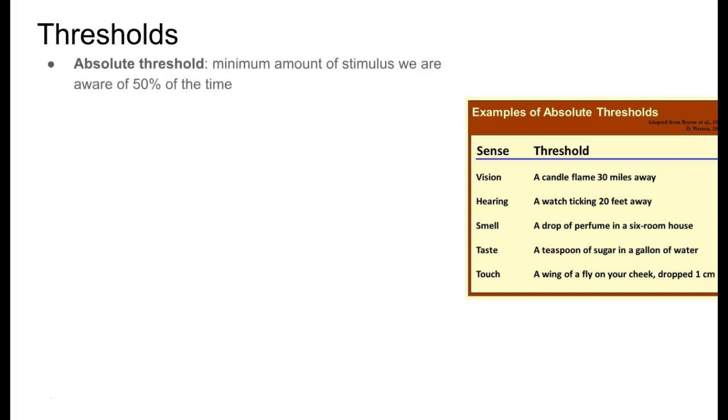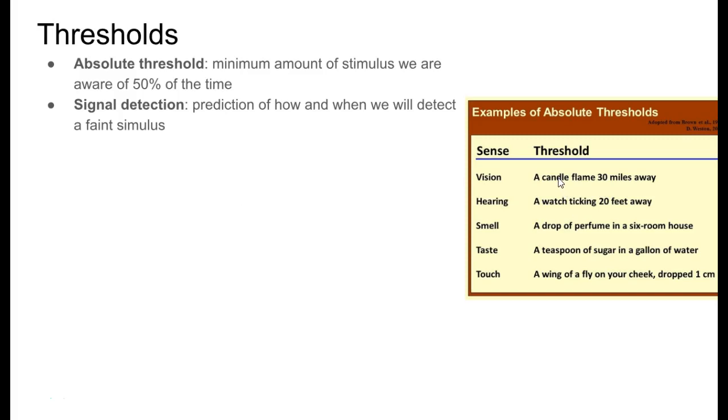Thresholds. A threshold is something that you only notice 50% of the time. So it's the minimum amount of something that you would notice. Off to the right here are a set of examples of the different thresholds. One example is 50% of the time you can see a candle flame 30 miles away if it's pitch black and there's no other light.